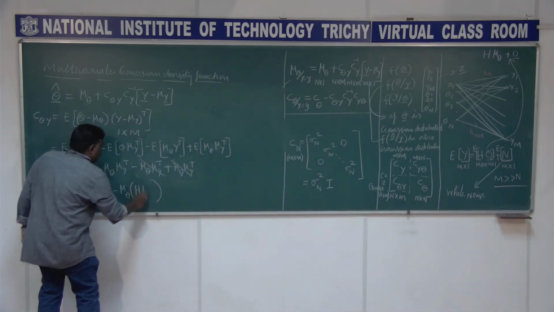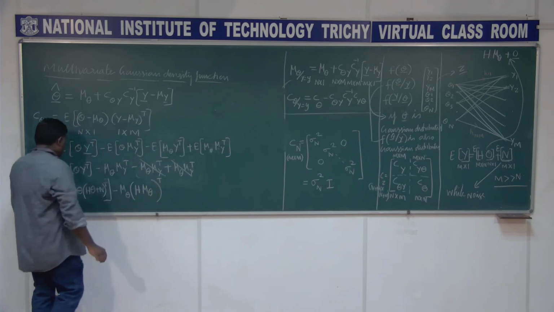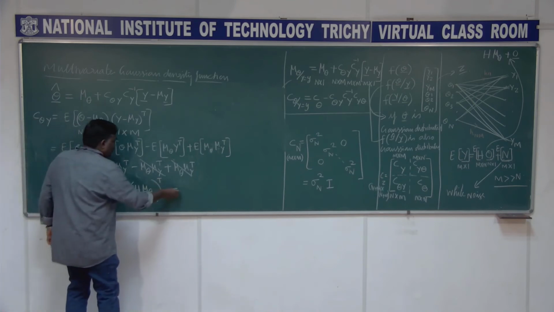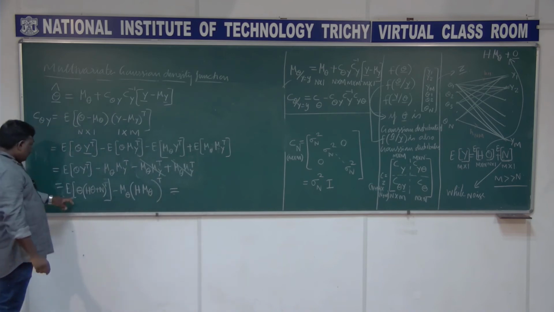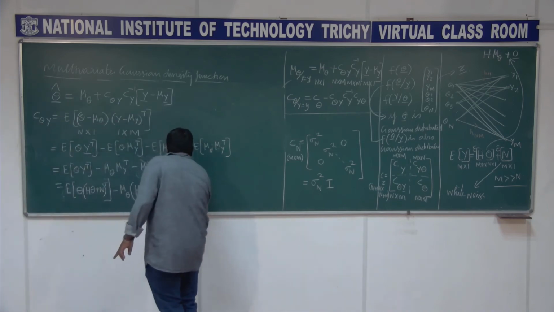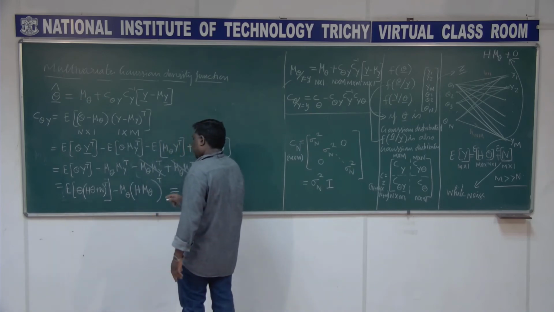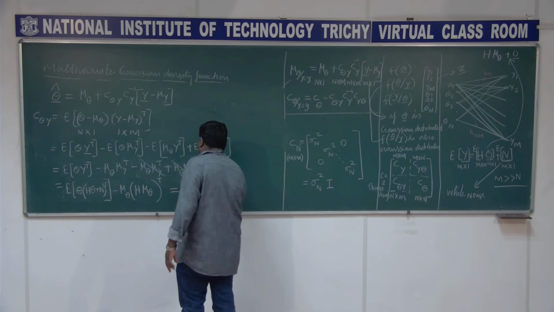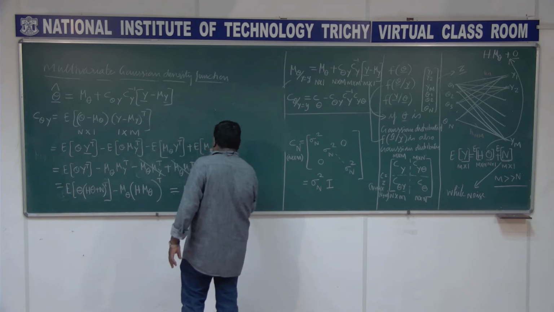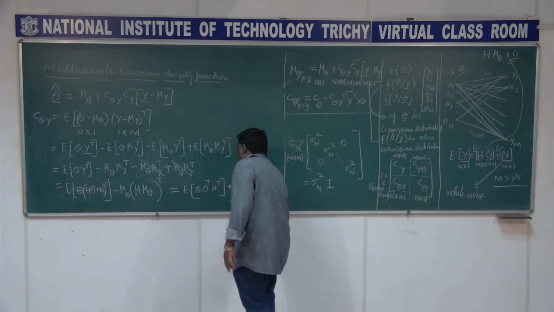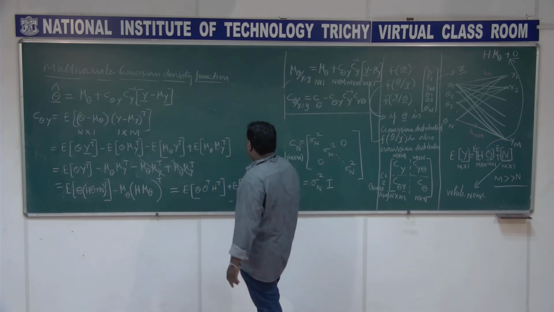So I take this h mu theta in place of this mu y, and the transpose, right? So h mu theta, the transpose. So this is equal to expectation of theta theta transpose h transpose plus expectation of theta n transpose, and then minus mu theta mu theta transpose h transpose here.